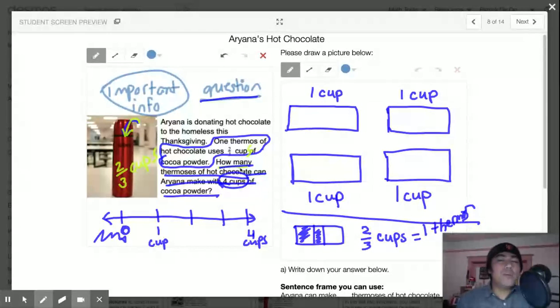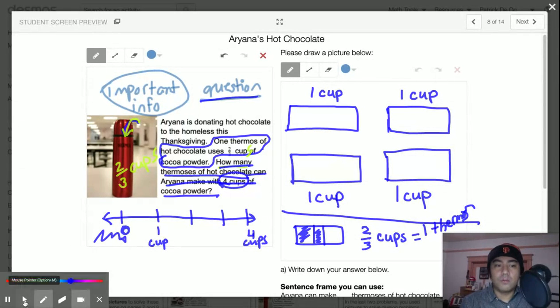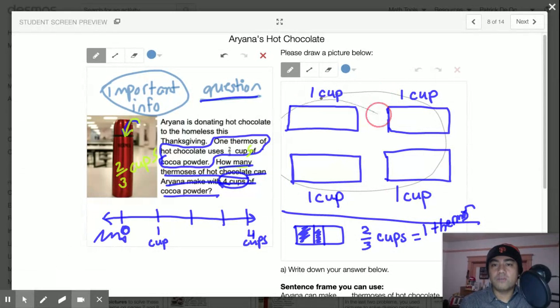This is where I go back to the question. How many thermoses of hot chocolate can Ariana make with 4 cups of cocoa powder? All right. So now this is where you need to start figuring out how many 2/3 can we make from this entire thing? From this entire thing, how many thermoses?